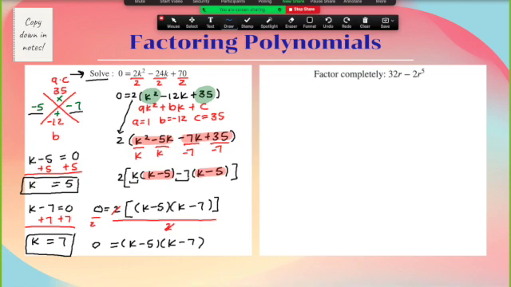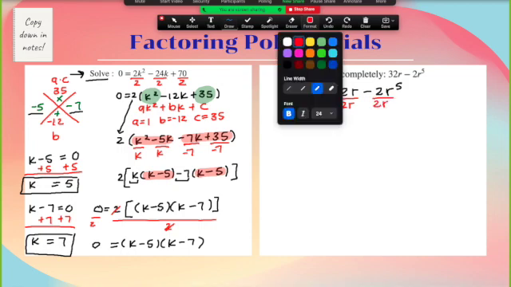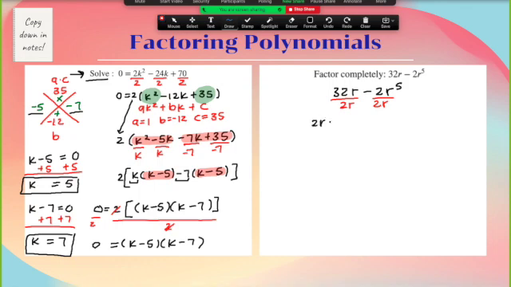The next one is asking us to factor completely 32r minus 2r to the power of 5. So I have to see what they both have first that I could divide from both of them. I could divide from both of them a 2 and also an r. So if I divide out a 2 and an r, I'm left with 2r times (16 minus r to the power of 4).